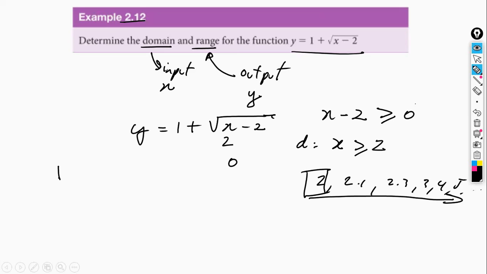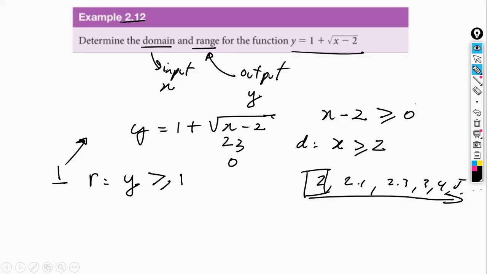What happens if I plug in 3? If I plug in 3 here, I'm going to get 3 minus 2 is 1. Square root of 1 is 1. 1 plus 1 is 2. So that means that 1 is the lowest value, because anything else you plug in for x is just going to make y larger and larger and larger. So that means that the range is y greater than or equal to 1.